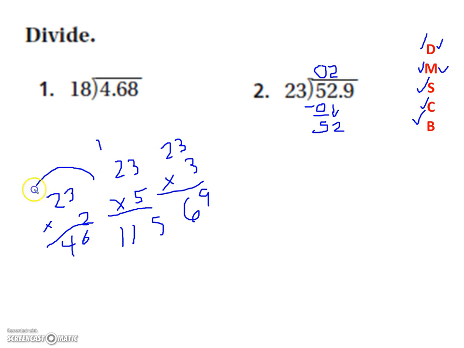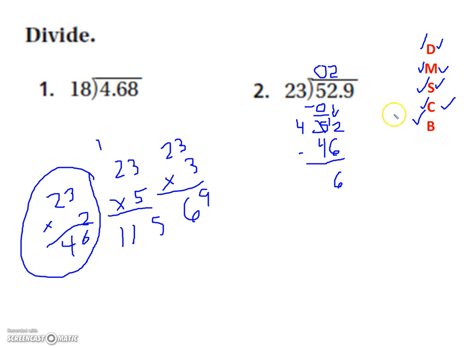My multiply step, I already did it here. 23 times 2 is 46. Then I subtract them. I can't take 6 from 2, so I borrow. 12 minus 6 is 6. 4 minus 4 is 0. Is 6 less than 23? Yes, it is. So I'm done checking. Then I bring down the 9.